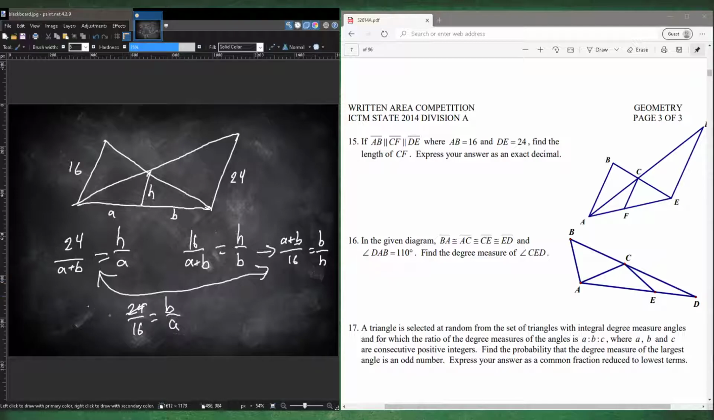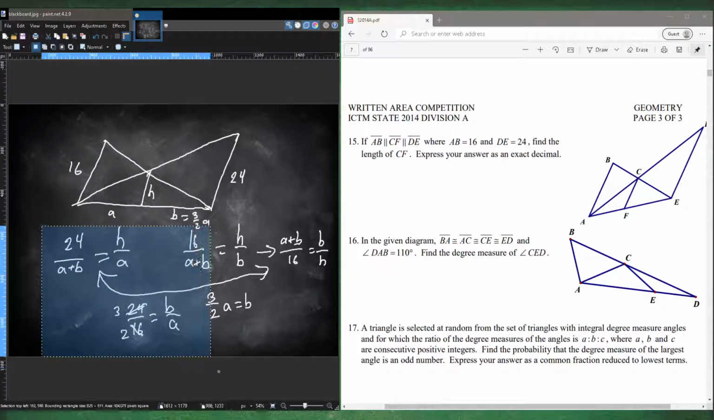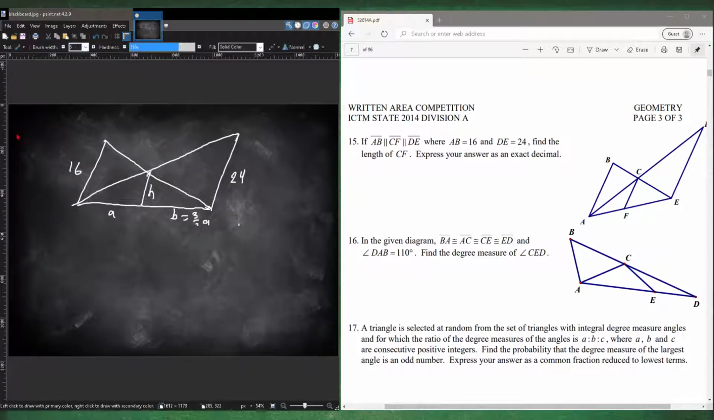So divide by 8, 3. Divide by 8 is 2, so 3 over 2. So 3 over 2A is equal to B. So this one is equal to 3 over 2A. So that is good to know. And now let's delete all these.